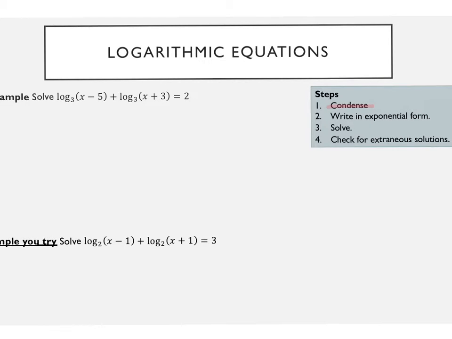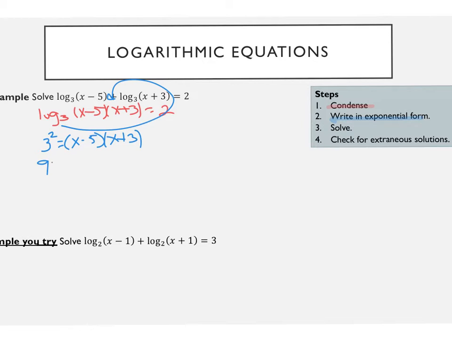When we do so, we know plus sign means multiplication when we're speaking of logs. So log base 3 of x minus 5 times x plus 3 equals 2. And now we're ready to write this in exponential form. So that's our next step, write in exponential form. When we do so, 3 to the second power equals x minus 5 times x plus 3, or 9 equals x squared minus 2x minus 15.